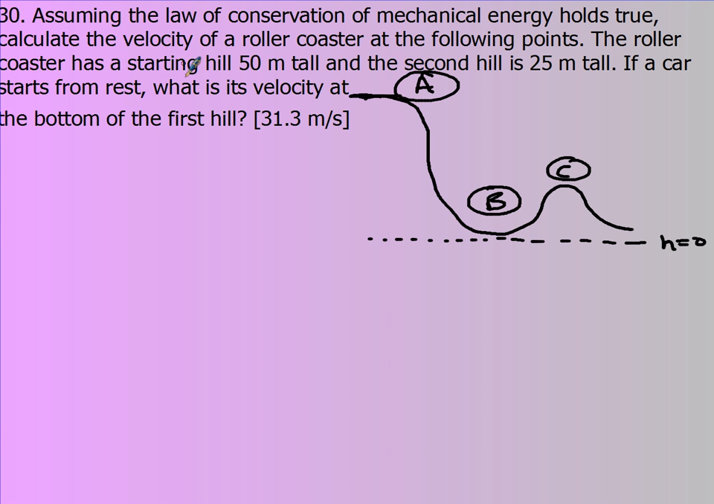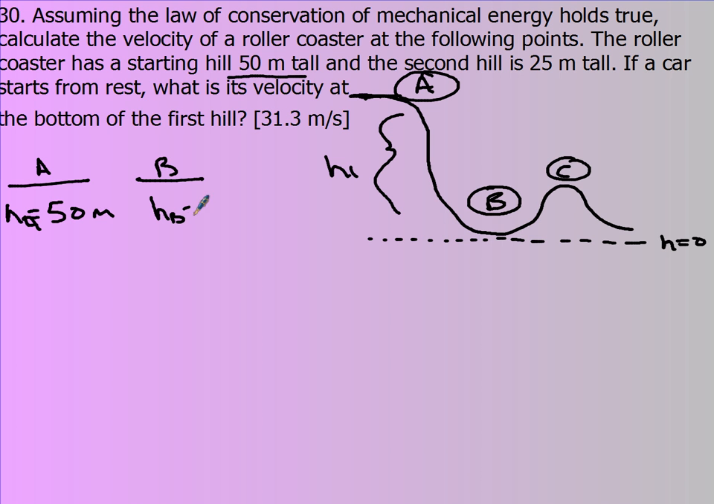Let's see. At point A, just put A and put a line here. The roller coaster starts at a hill that's 50 meters tall. So this height, this h1, is 50 meters. Okay. B, what's the height at B? Let's call it hA here. hB is 0. And then at C, hC is 25 meters.